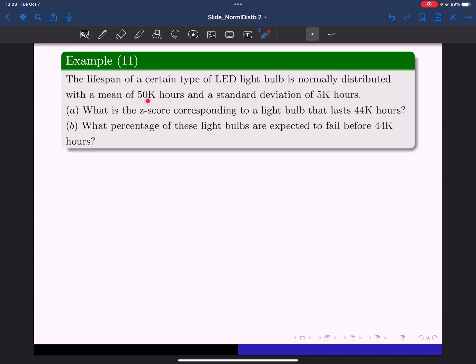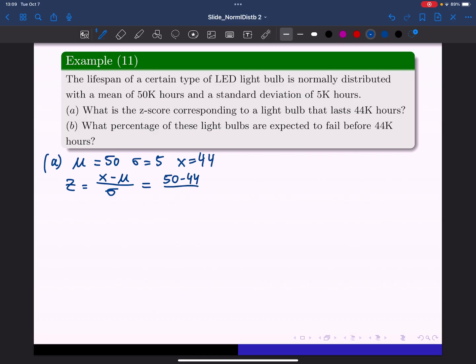All right, so mean is 50. So we're going to say that mu, this is part A, mu is 50. Now everything is in thousands, so we can simply write 50. Then standard deviation is 5. And my given data x would be 44. Then the z-score formula is x minus mu over standard deviation. So we have 44 minus 50 over 5. So this is equal to minus 1.2. So my z-score is minus 1.2.